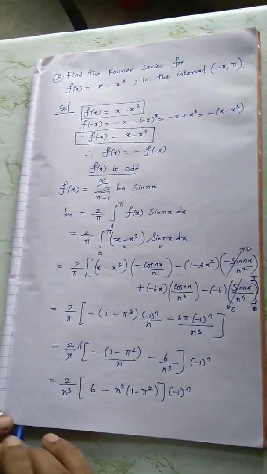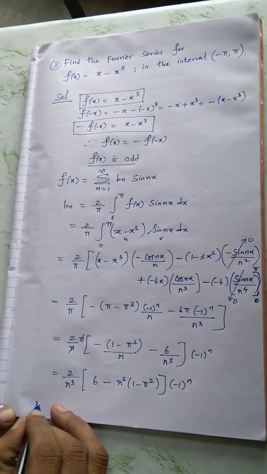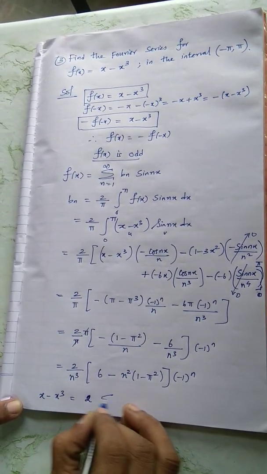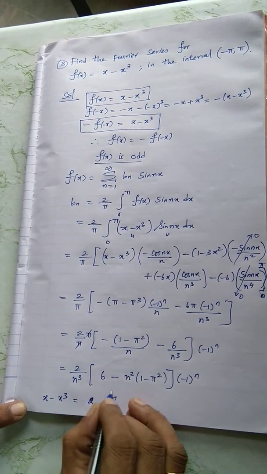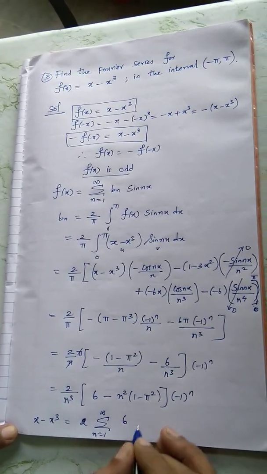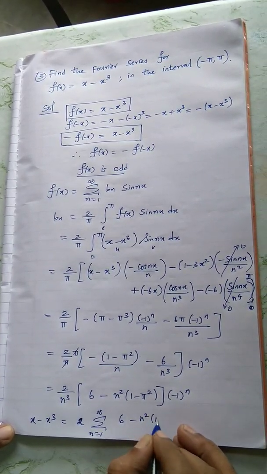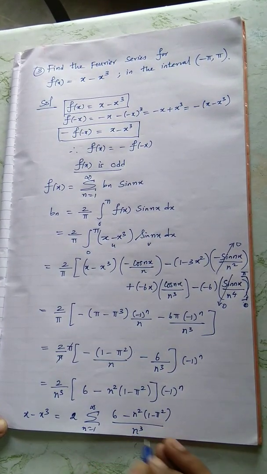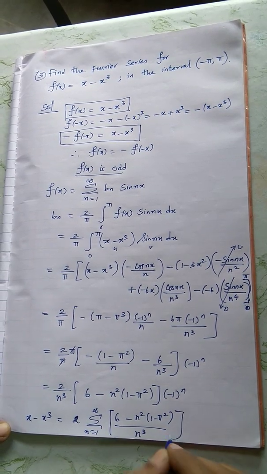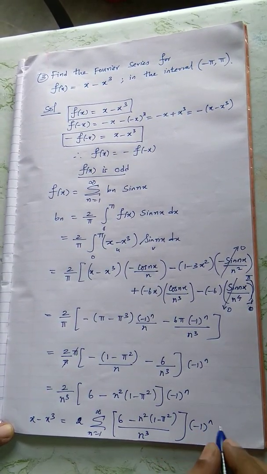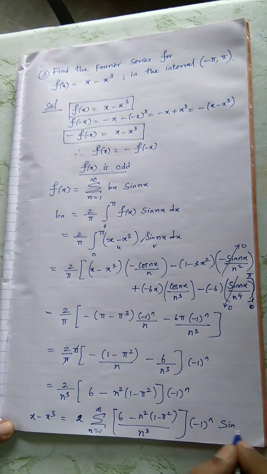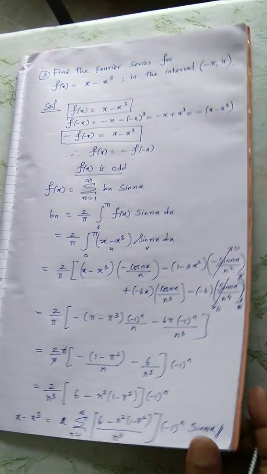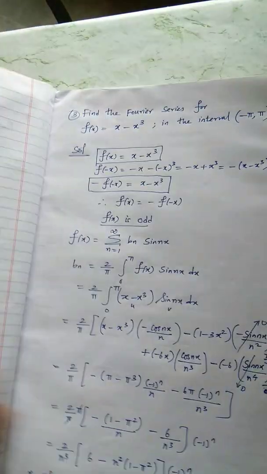So I am going to substitute in the Fourier series. Therefore x minus x cube, taking out the constant 2, equals sigma n equal to 1 to infinity, 6 minus n square times 1 minus pi square, divided by n cube, followed by minus 1 power n sine nx. So this is the Fourier series for x minus x cube, which is an odd function.